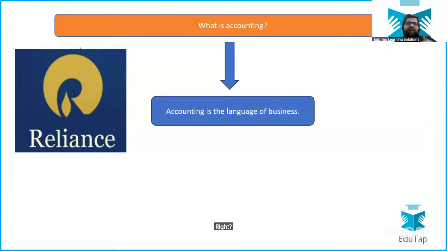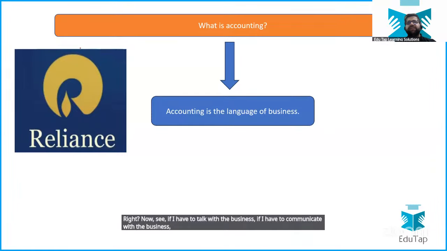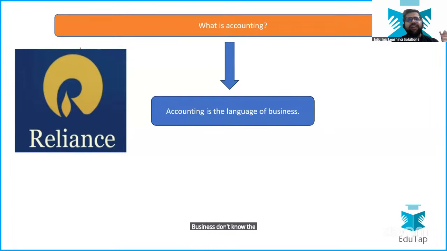Now, see, if I have to communicate with the business, it doesn't know the language of Hindi and English, because business or the organization or the companies are not natural human beings like us. These are not biological human beings like us. These are artificial persons. For example, if I have to file a court case against Reliance, I will not file the court case against Mr. Dhirubhai Ambani or Mukesh Ambani or Anil Ambani. I will file the court case against Reliance.